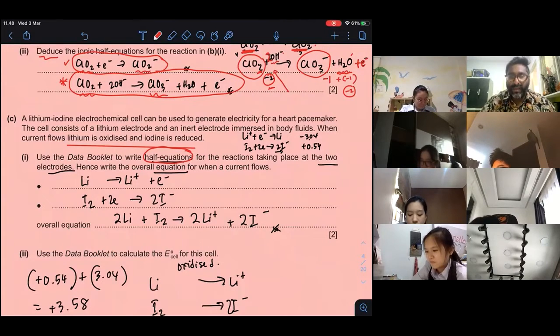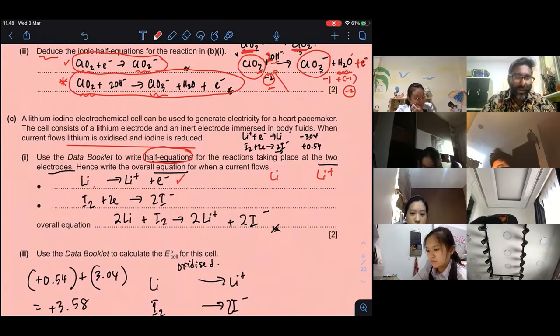So it means you are using lithium. Lithium is going to be oxidized to become Li+. How can Li become Li+? Because Li+ is group 1. So you lose an electron, so I put the plus electron on my right hand side.